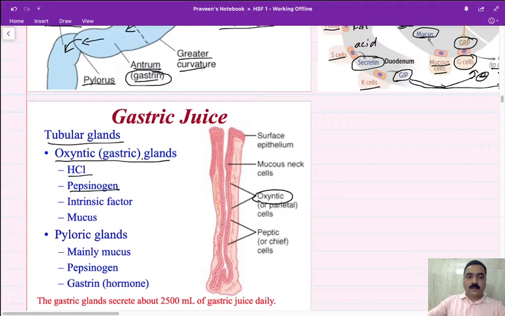The oxyntic glands, which contain the chief cells, or peptic cells, also secrete the pepsinogen and then the intrinsic factor and a little bit of mucus. Whereas the pyloric glands are towards the pylorus, mainly secreting mucus, a little bit of pepsinogen, and the gastrin is the hormone being secreted. Don't confuse the cells with the tubular glands; a tubular gland is slightly different from your cell. So it's important to remember which cell secretes what.